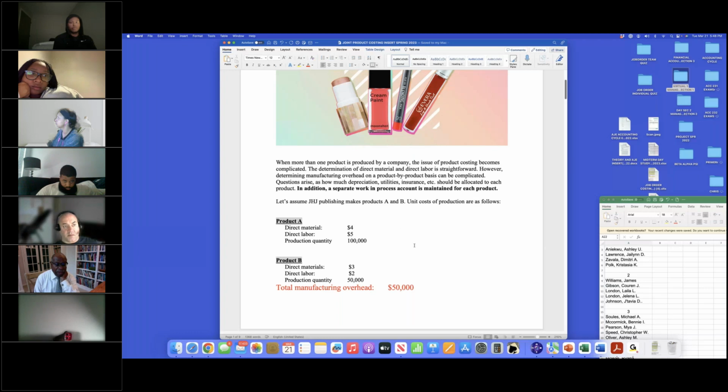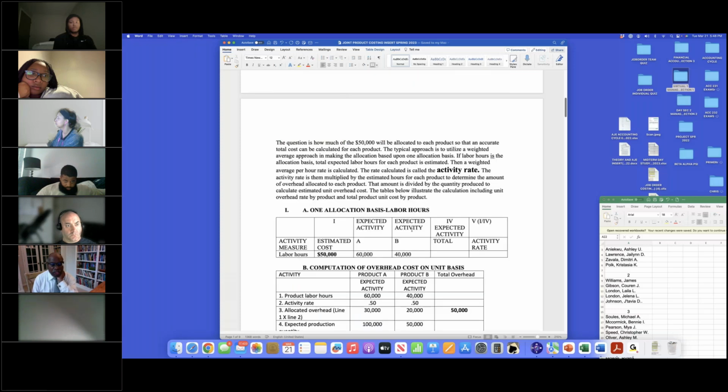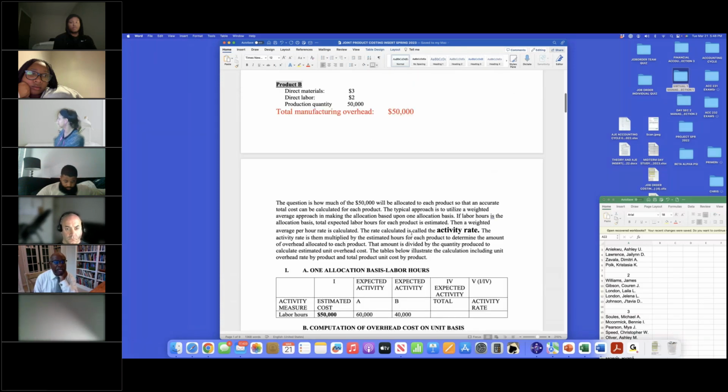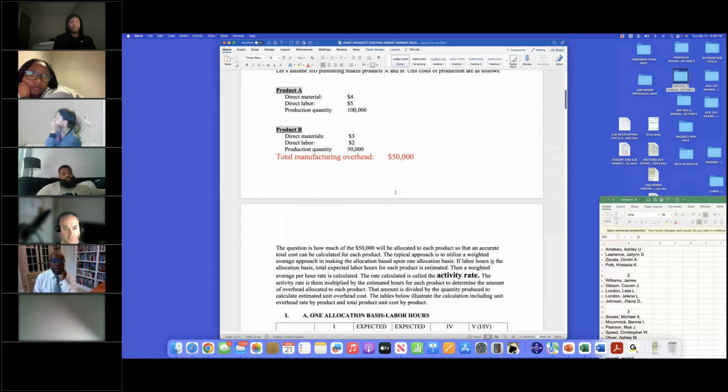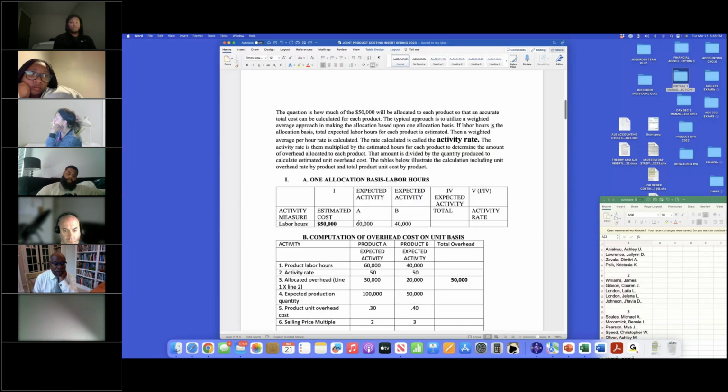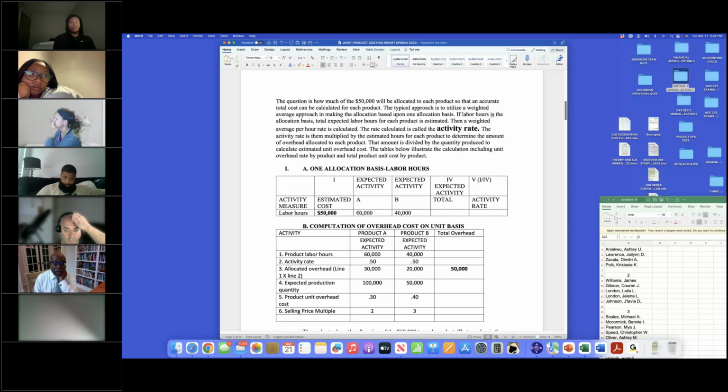The combined number of products. There's several ways that we're going to do it, but typically we're going to do it by the number of labor hours. We could do it by production quantity, but most times we're going to use labor hours to do it. So in the example here, what I assumed was that the labor hours for A was 60,000 and for B was 40,000. Okay. We're going to add those together. We're going to get 100,000.